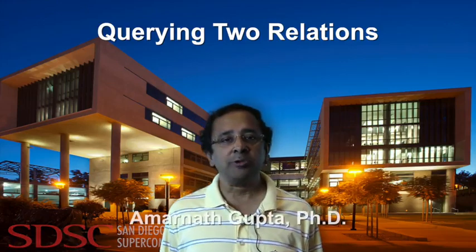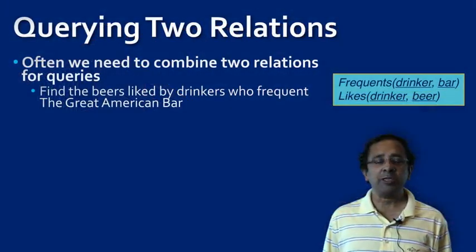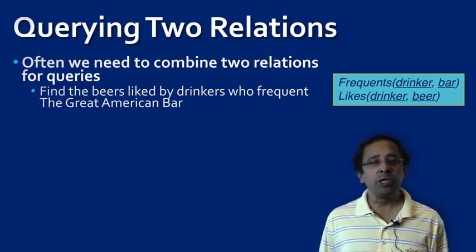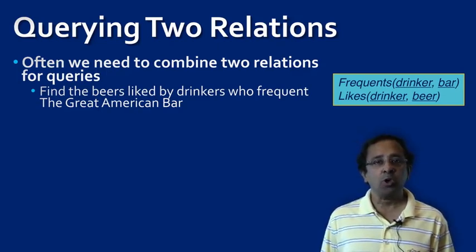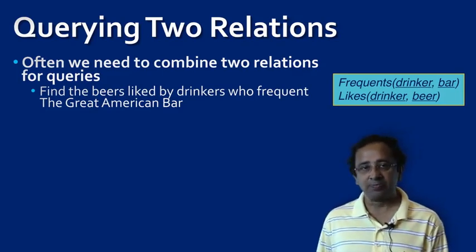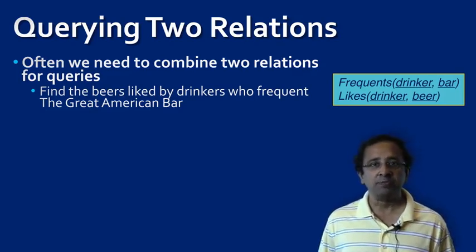Next, we'll consider queries where two tables are used. Let's consider the query, find the beers liked by drinkers who frequent the Great American Bar. For this query, we need the relations frequents and likes. Now look at the schema of these relations in the light blue box.